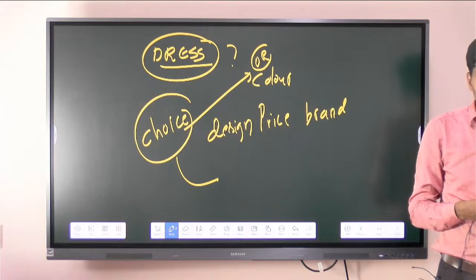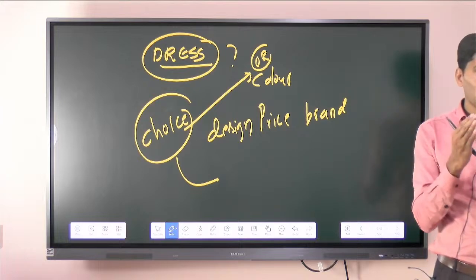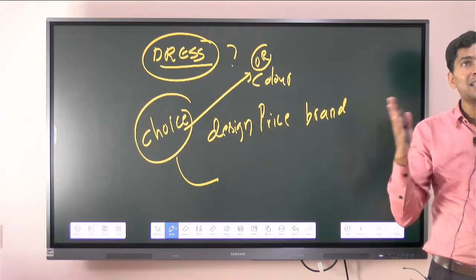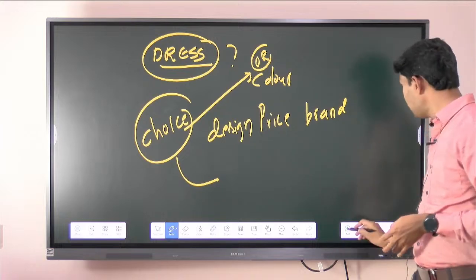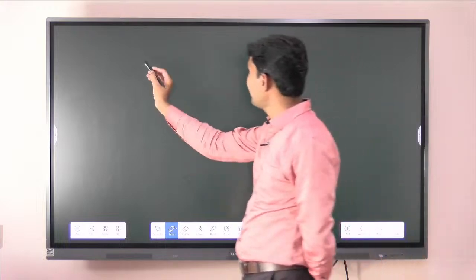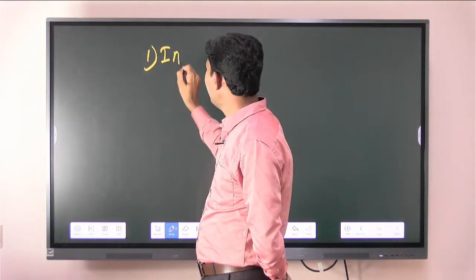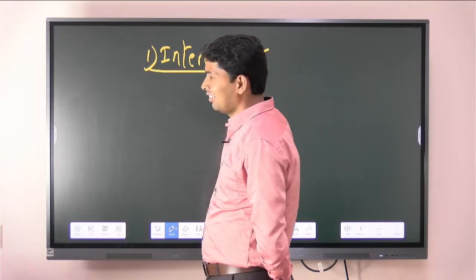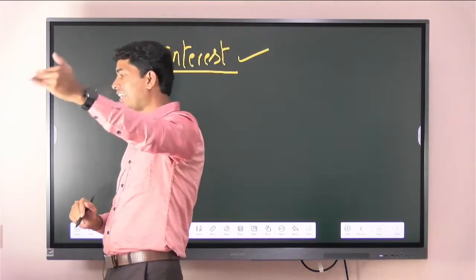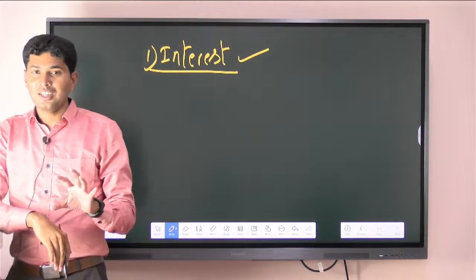What is cost benefit analysis? How much time am I going to spend on this subject? How much return am I going to get? If you look at it, first and foremost in selecting an optional is interest. Sir, why interest? I am saying this in a lighter sense: optional is equal to girlfriend.